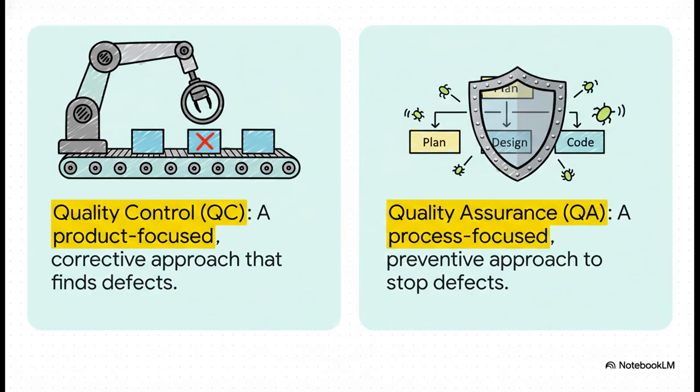Quality control, or QC, is about finding problems in the finished product. It's corrective. It's like an inspector checking a car at the end of the assembly line. Quality assurance, or QA, is about making the process itself better so that problems don't even happen. It's preventive. It's like designing a better assembly line in the first place.